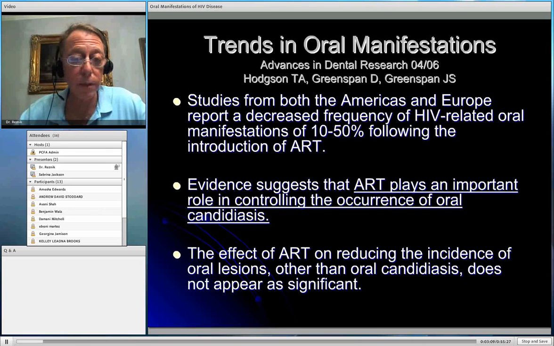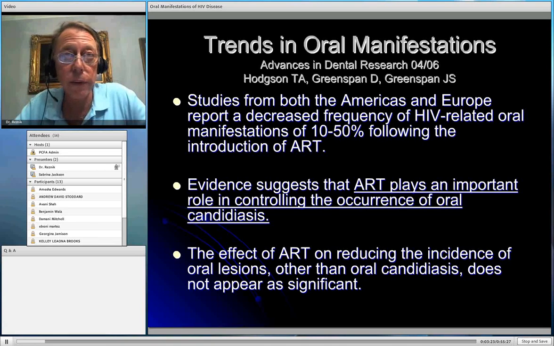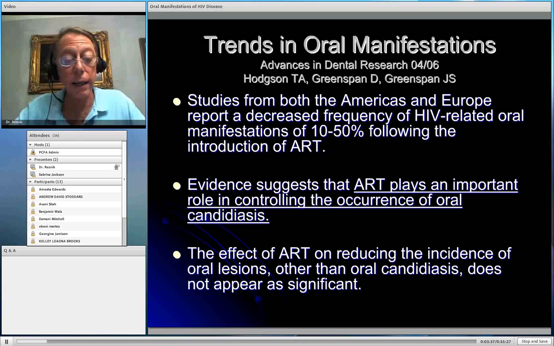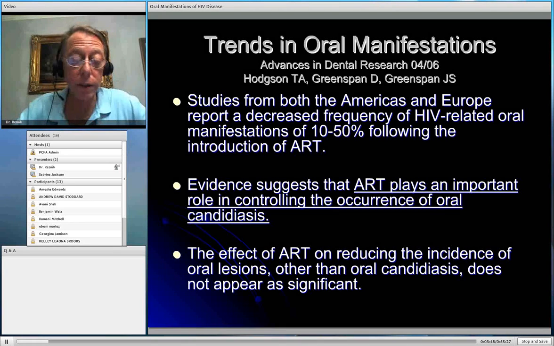And I'll actually talk a little bit about smoking in our presentation. If we look at some of the trends that were published by colleagues of mine, the Greenspans from UCSF and Tim Hodgson's from the UK, we actually saw a decrease in frequency in oral lesions following the initiation of antiretroviral therapy, the combination therapy. There's some evidence saying that antiretroviral therapy does play a role in reducing the occurrence and actually the virulence of candidiasis, and that is mostly to do with the regimens that contain protease inhibitors.